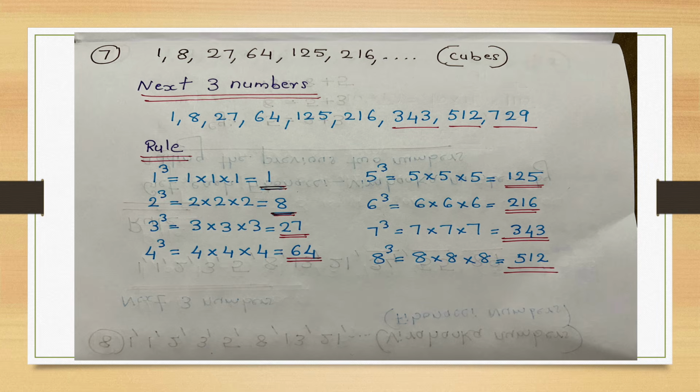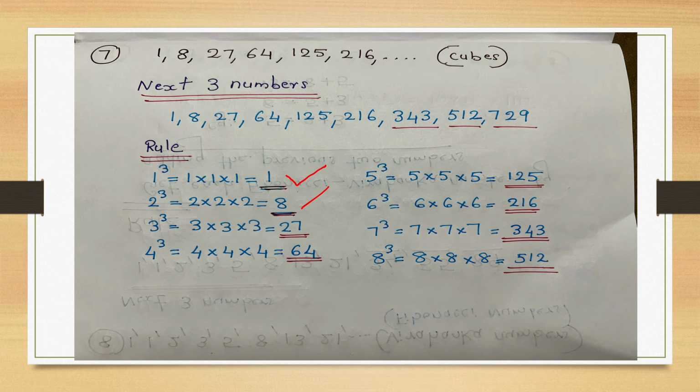So next sequence is 1, 8, 27, 64, 125, 216. So these are cubes. What is the rule here? 1 cube is equal to 1 into 1 into 1. That is 1. So first number 1. How did you get? 1 into 1 into 1. 1 cube. The next number 8. How did you get? 2 cube. 2 into 2 into 2. That is 8. Then 27.